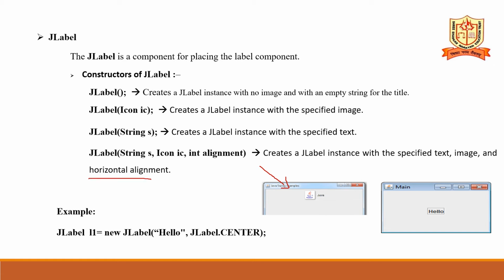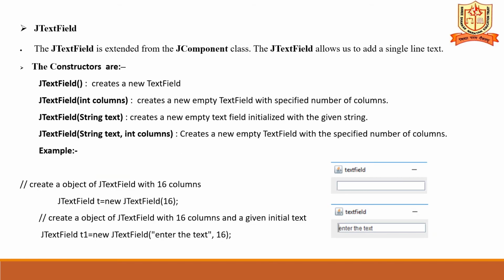the alignment. Here in the example I have shown that JLabel L1 equals new JLabel. Hello is the string we are passing, and here the alignment. So there are three alignments: JLabel.LEFT, JLabel.RIGHT and JLabel.CENTER. Like this alignment. So it looks like this. I think it is clear.